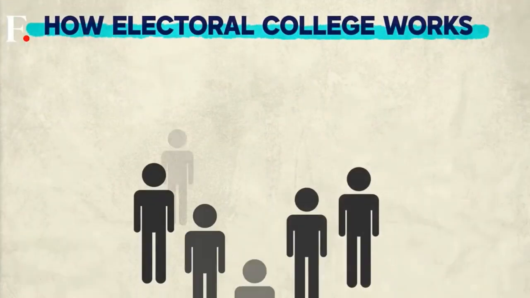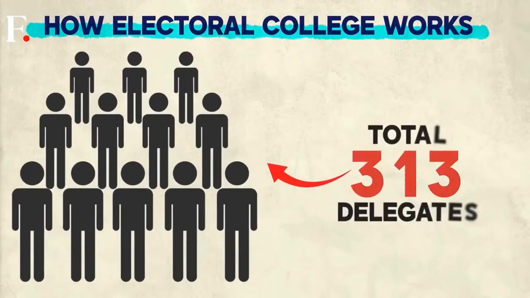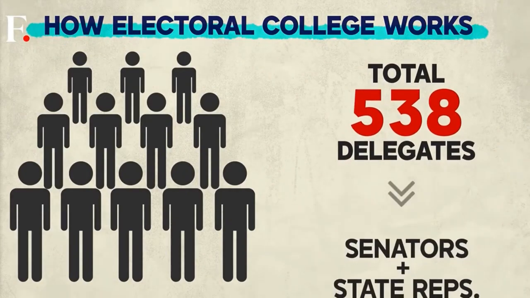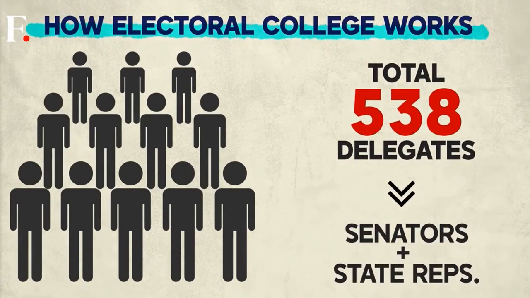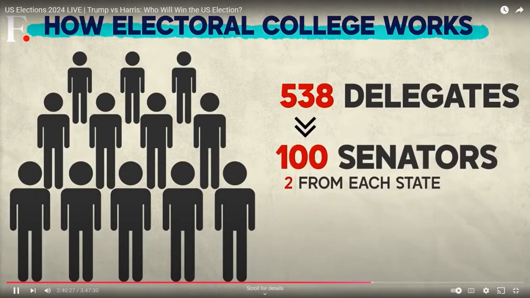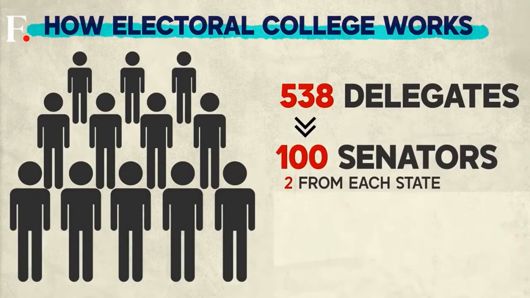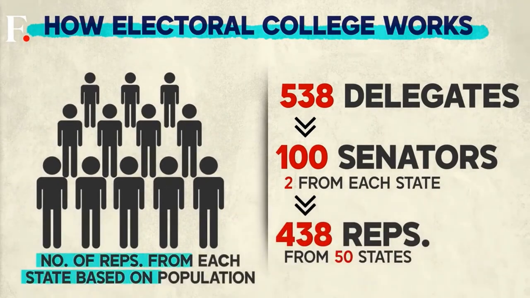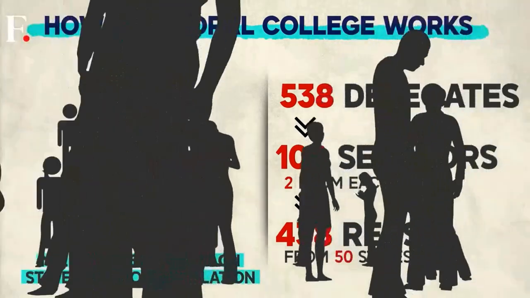The Electoral College is made up of 538 delegates. You must be wondering where the number 538 comes from. It's the number of senators and representatives from each of the 50 states. The breakdown of 538 includes exactly 100 senators, 2 from each state, and 438 representatives from the 50 states. Each state's number of representatives is based on its population.